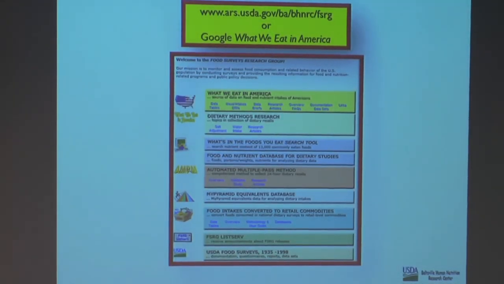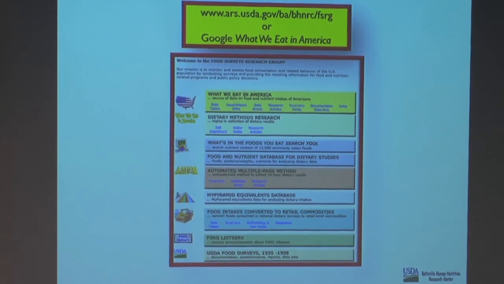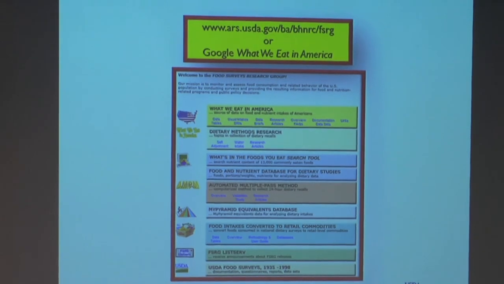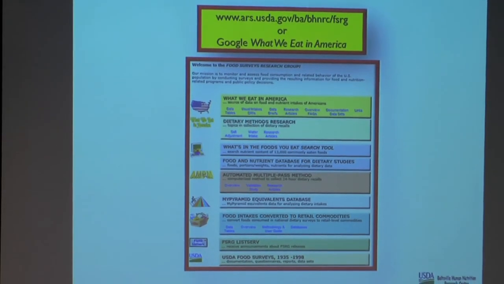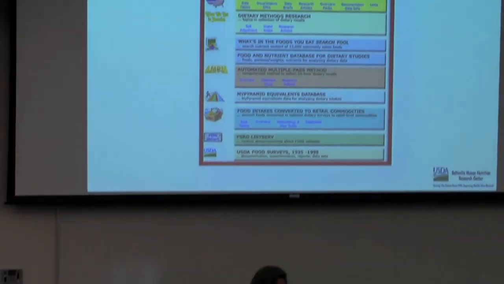This is our website for where you can get much, much more data than what I've tried to cram into the time that I've had. It's a long address, but I think I checked it yesterday. If you Google what we eat in America, you will find us without having to scroll down.